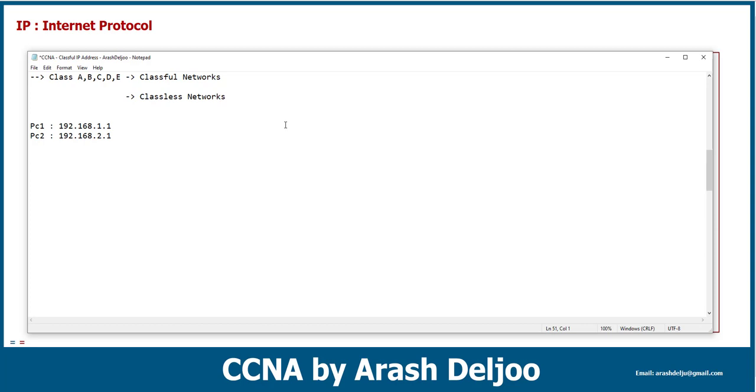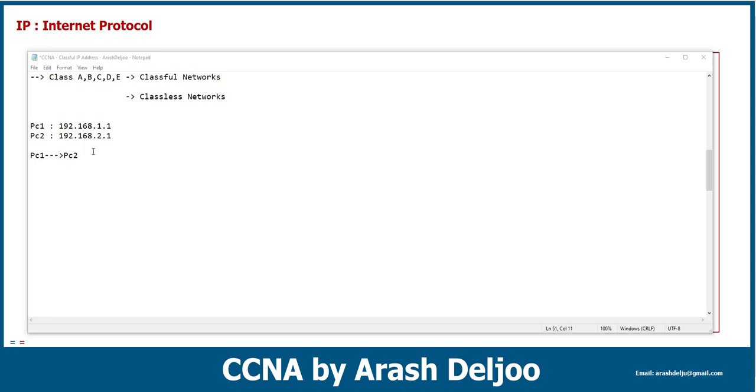The question is, when PC1 needs to send traffic to PC2, should it send traffic directly, or should it send traffic with the help of the router? You know that when PC1 and PC2 are residing in one network, they can communicate directly. But when PC1 and PC2 are residing in different networks, they need their router to forward traffic between them. You know it, okay?